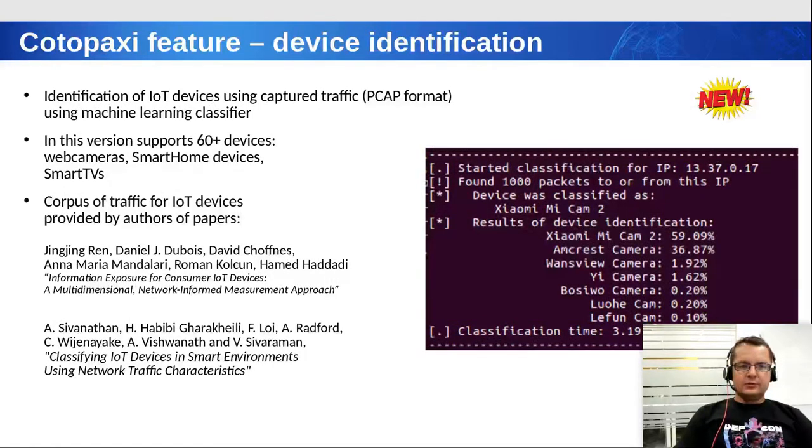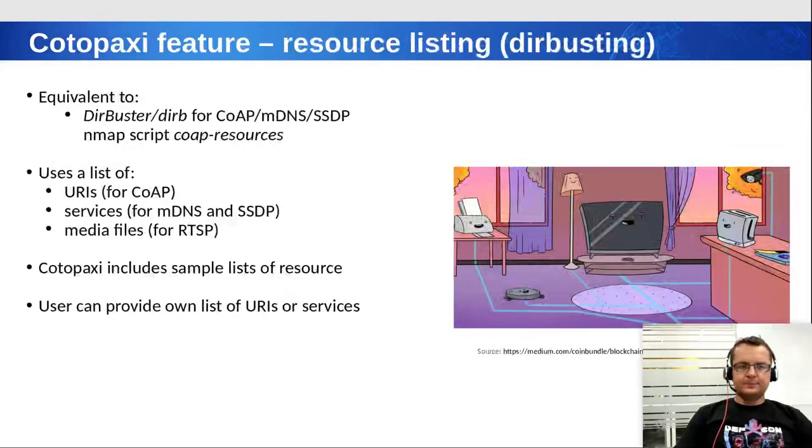The next tool is used for device identification. This is a new feature in this version. It is based on two large corpuses of IoT traffic provided by authors of papers listed on the slide. After recording a sample of traffic, we can classify all devices that were communicating. But you need to make sure that you have captured all of the packets going in and out of the device so that the classification results are accurate.